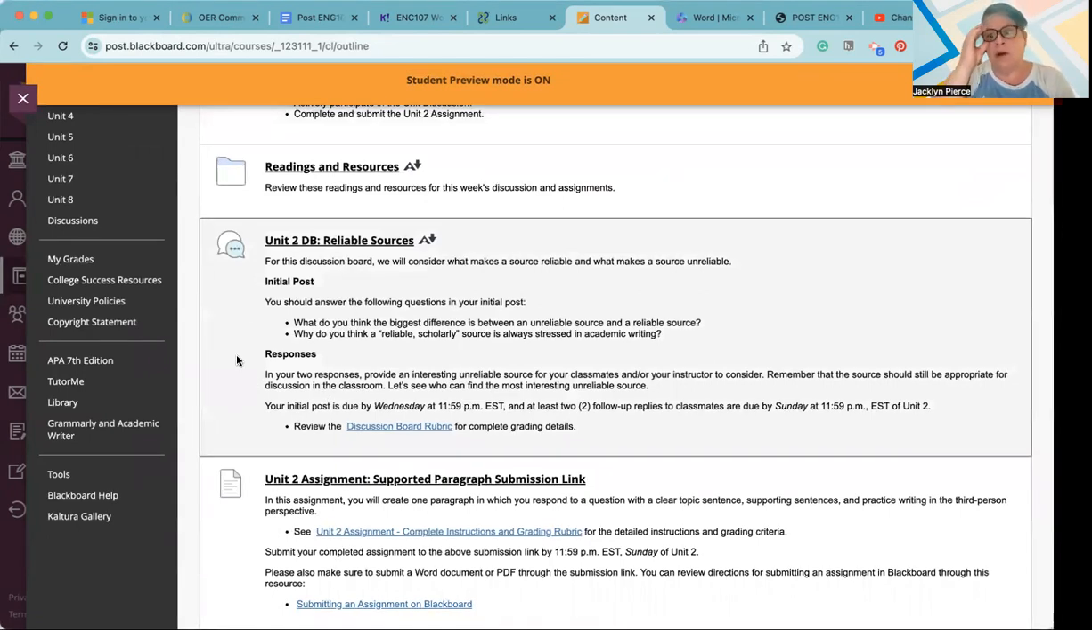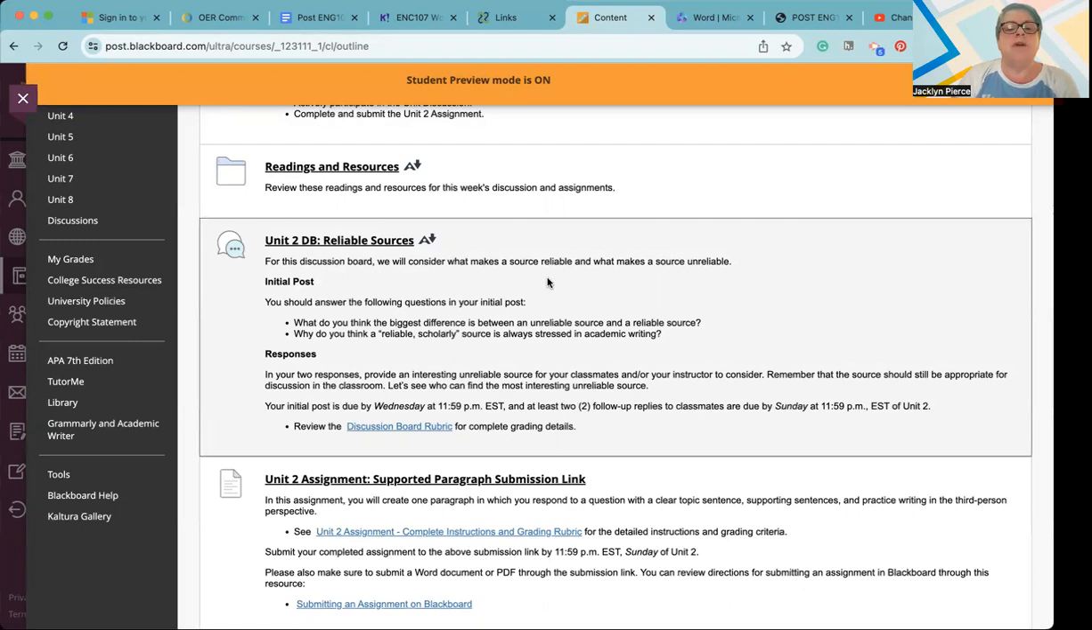So the discussion board, this is the first week where you are required to post by Wednesday and post in-depth responses to at least 2 classmates by the following Sunday. So this is a little bit different than last week. You have 2 deadlines, not just one. For the first post, you should answer the following questions. What do you think the biggest difference is between an unreliable source and a reliable source? And why do you think a reliable scholarly source is always stressed in academic writing?